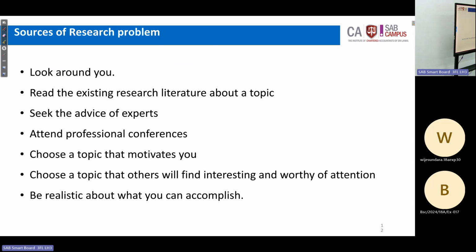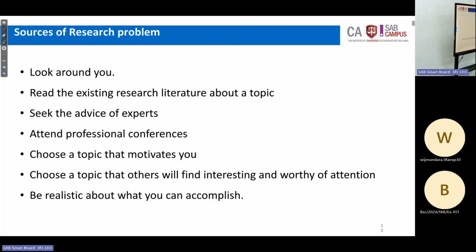Don't do the traditional research topics, corporate governance, whatever. Those are traditional. The contribution from that kind of research is very minimal for the undergraduate society. Right? So therefore, you can discuss with the experts.